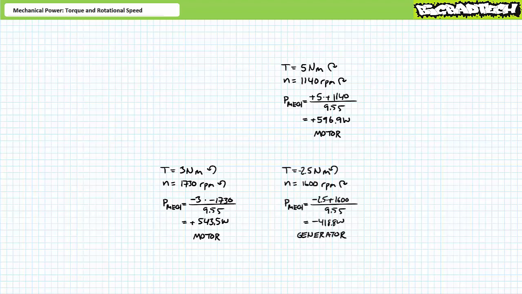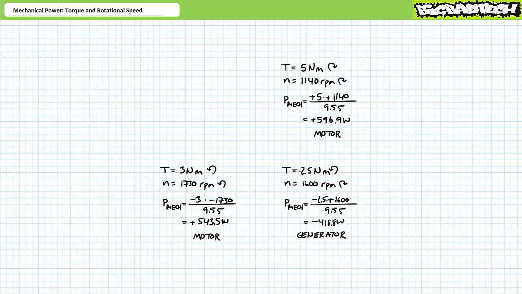Next, consider an electrical machine producing negative 2.5 Newton meters of counterclockwise torque, although it's rotating at 1600 RPM in the clockwise direction. Torque is negative, speed is positive. Negative times positive equals negative. An application of the mechanical power formula demonstrates that this is a generator producing negative 418.8 watts of mechanical power.